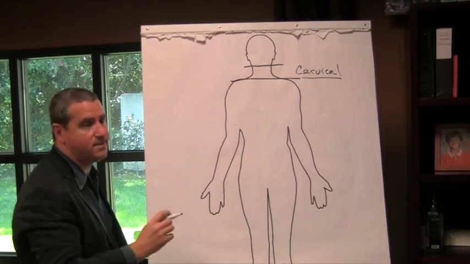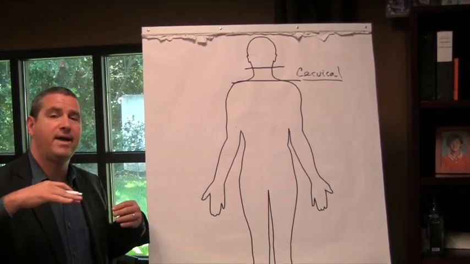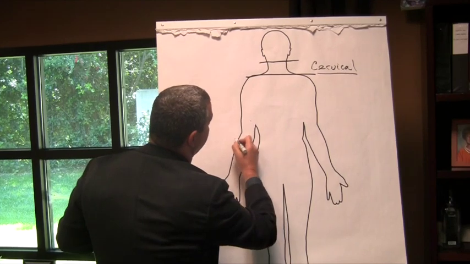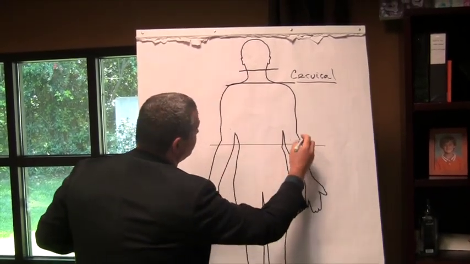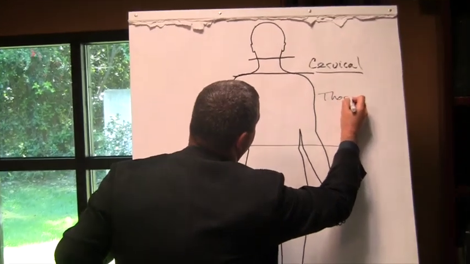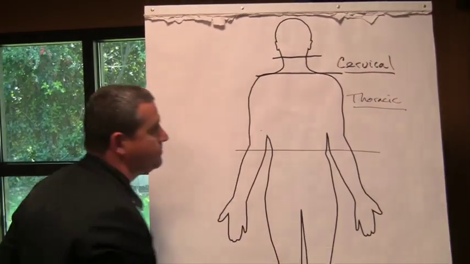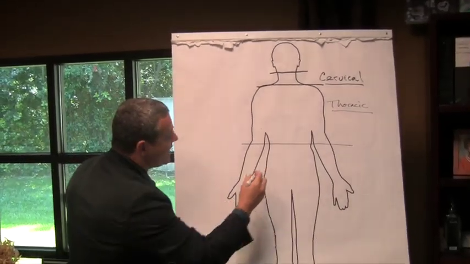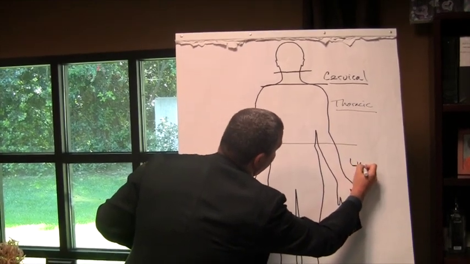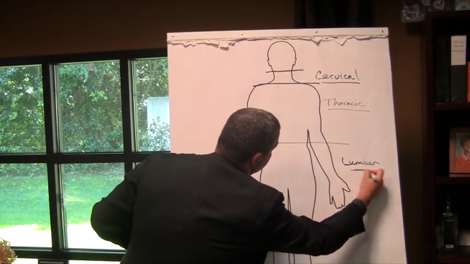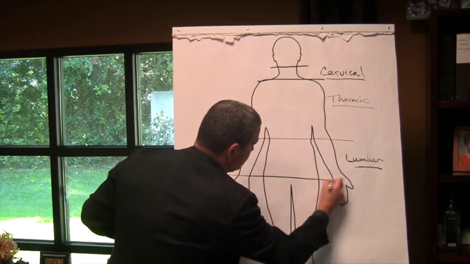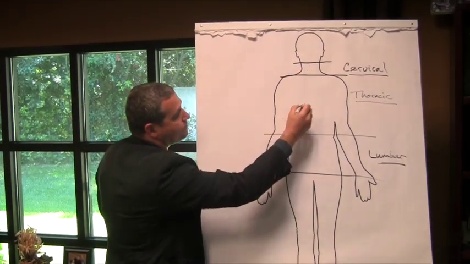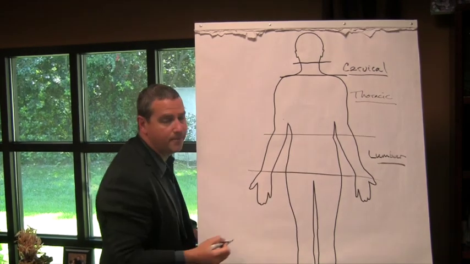And below that is the area that's sort of from the shoulder blades or the shoulders down through the mid-back, and that is called the thoracic spine. And that's pretty much from here to here. And then down here in the low back, you have the lumbar spine that takes you all the way. And so those are your three main areas of the spine: the cervical, the thoracic, and the lumbar.